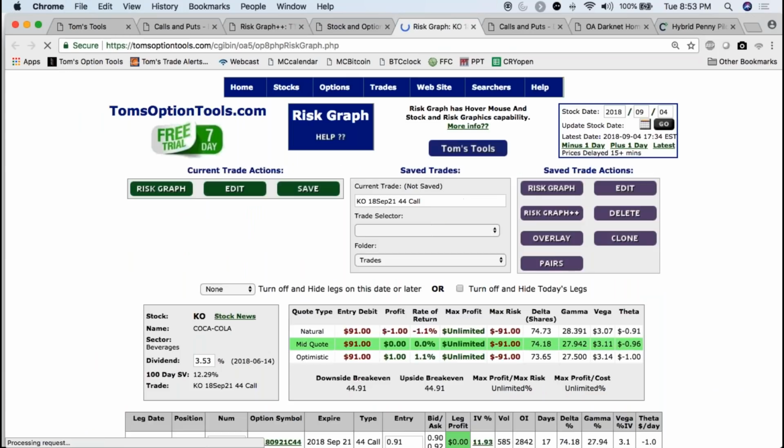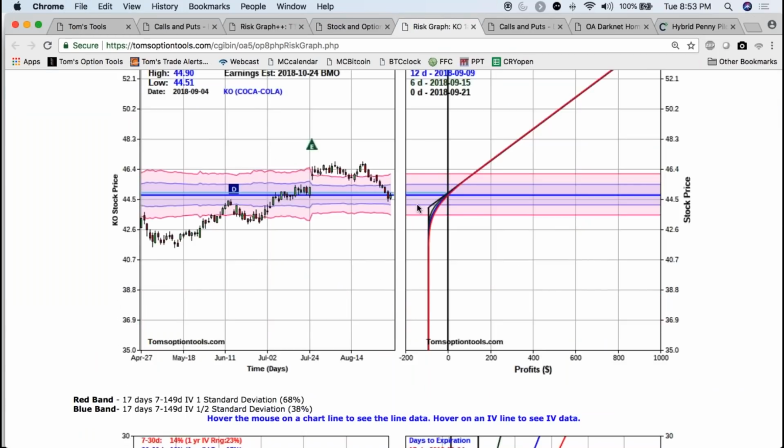I'm just going to put one in there so we can follow it. Click on risk graph, and it's going to give me the risk graph for that trade. And look at this. This is a skinny, skinny trade. The worst I can do is lose 91 cents per option. The best I can do, if we get back up here anywhere near the highs, I'm seeing a double on this trade.